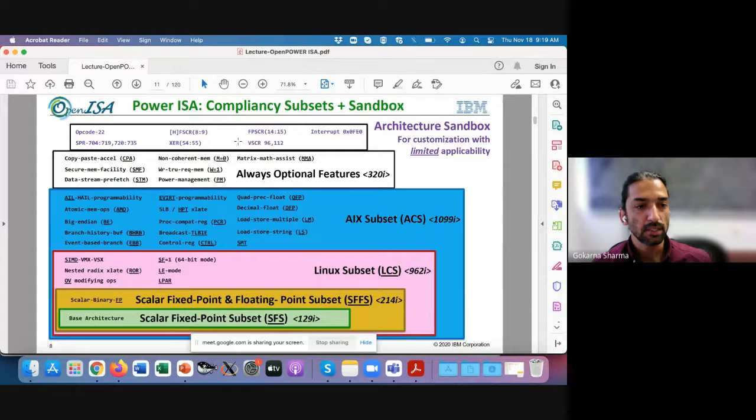And in the architecture sandbox area, they always try to develop these new instructions and come up with support from the architecture itself, and it has to provide some new feature that is not provided by the existing instructions.